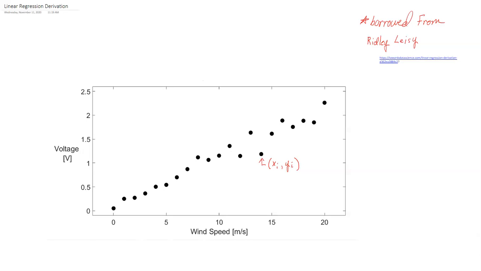Hi everybody, in this video we're going to talk about linear regression and the way that we can derive the method for finding a best fit line.